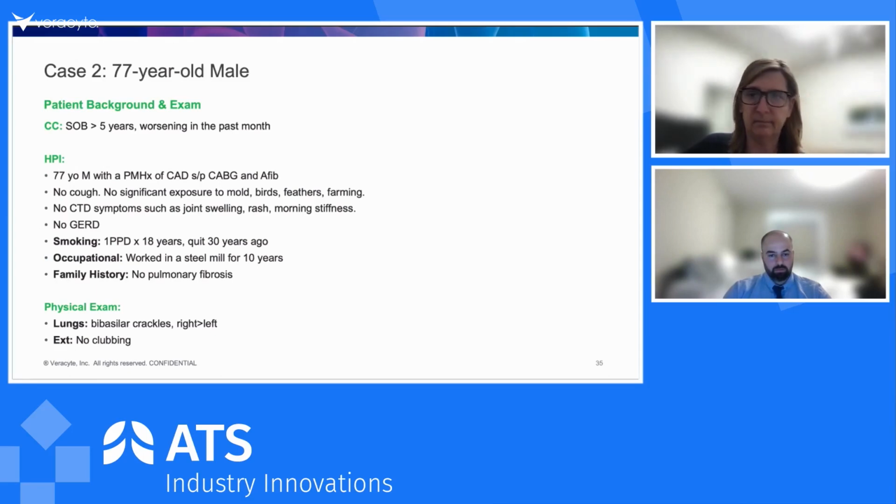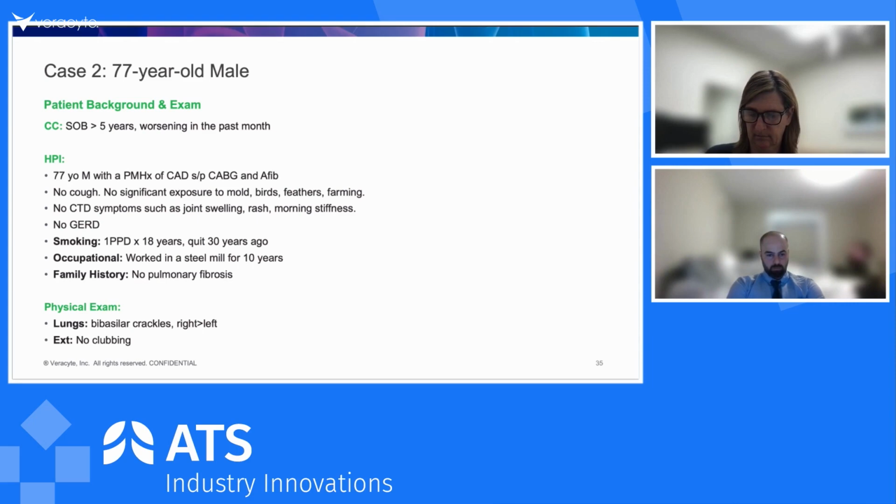That brings us to our second case. The second case is a 77-year-old man. He has been short of breath for 5 years. That shortness of breath has been worsening in the last month. He has a past medical history of coronary artery disease and atrial fibrillation. He does not have any cough and has no significant exposures that he reports. He's had no symptoms of rheumatologic disease, no symptoms of GERD. He is a former smoker with a distant quit date. And he has an occupational exposure that might or might not be significant.